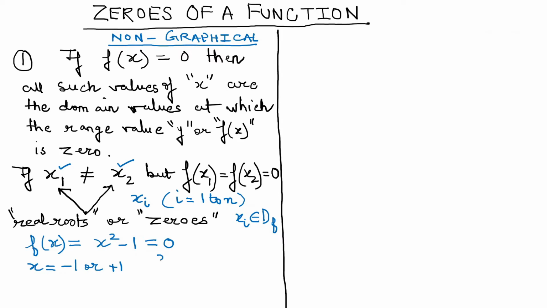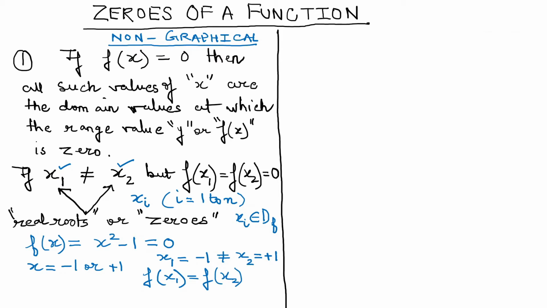Now in this case, when I say x square is equal to 1, then x is equal to what? Either minus 1 or plus 1. So the point that I have already made here is, let us say one value of x I take as minus 1, which is not equal to the other value of x which I have taken as plus 1. But then f of x1 is equal to f of x2.